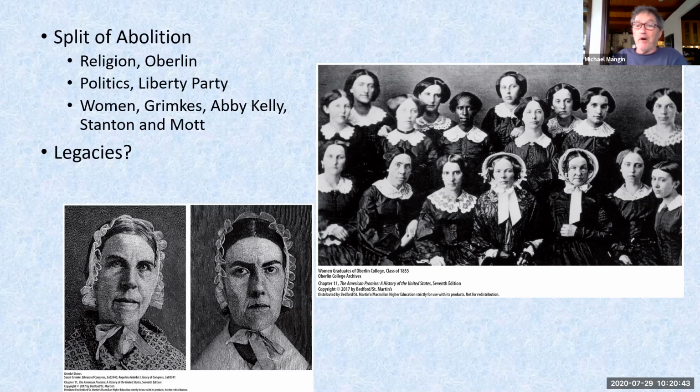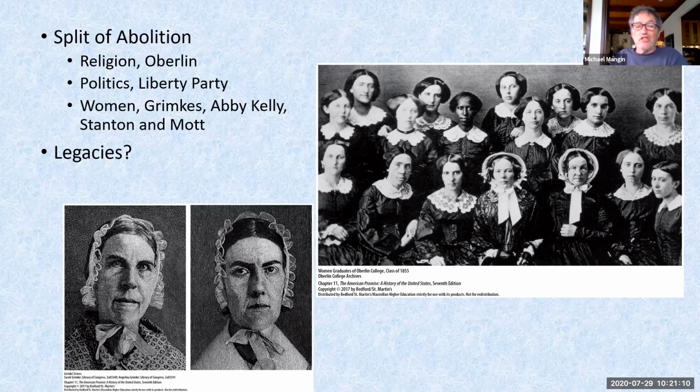The Liberty Party entered politics in the 1830s. They began to vote for candidates who were avowedly abolitionist and ran an important candidate in 1844 who got enough votes that he probably threw the election to the Democratic nominee that year.